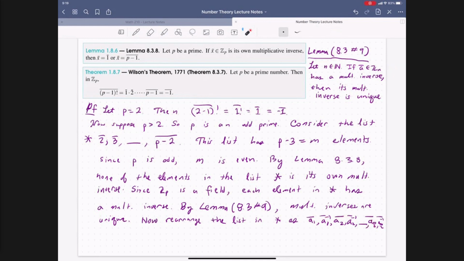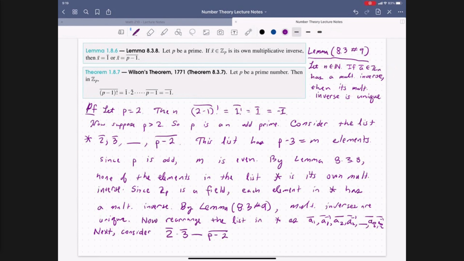But why are we doing this? Why are we rearranging it in this way? Well, the reason is that now we're going to take a product. So we're going to consider the product 2 bar times 3 bar all the way to p minus 2 bar. So we have this here.